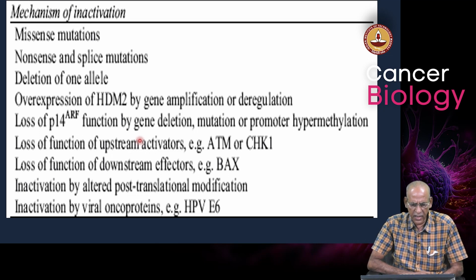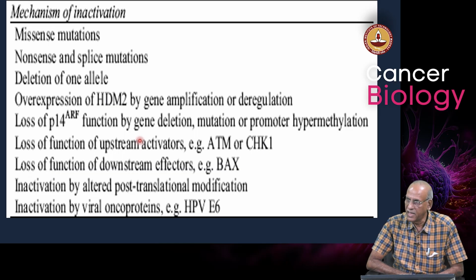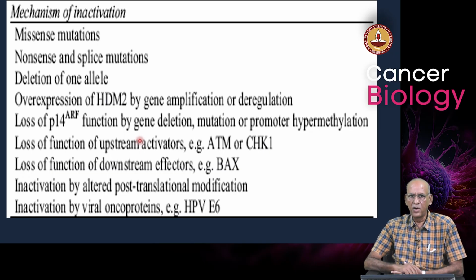So, you can inactivate p53 by several mechanisms. Loss of p14, what is called ARF, that is another thing. Loss of function of upstream activators like ATM, CHK1, and loss of function of downstream effectors like BAX. So many mechanisms are there. Post-translational modifications can also do that.